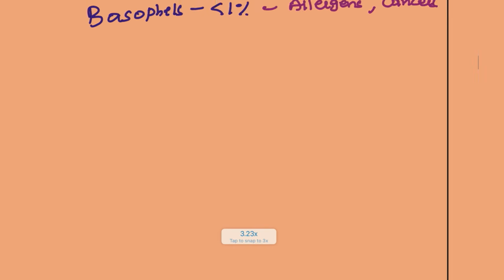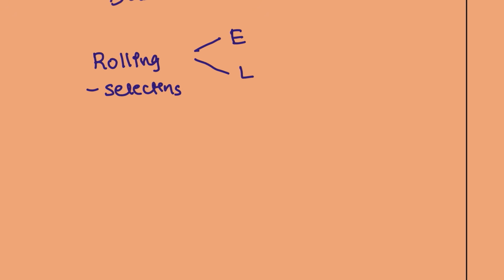Every phase has important points. For example, let's take rolling. Rolling is done by the selectins. What are the selectins acting here? We have the E, the L, and also the P. Let's write it like this: E, P, and L.